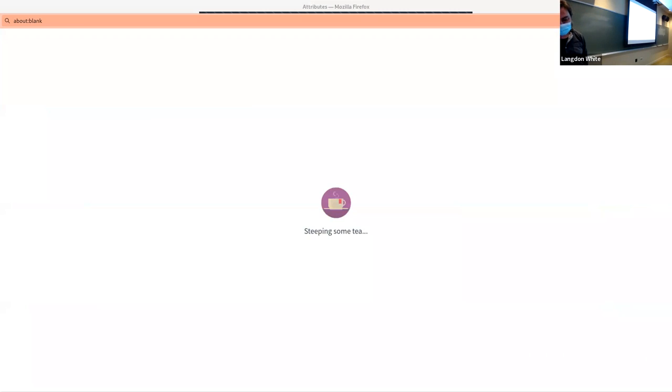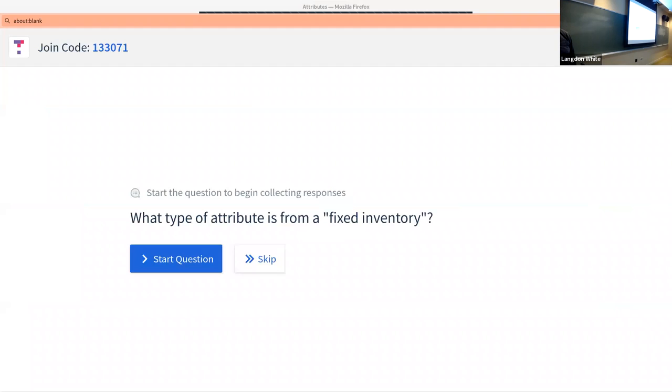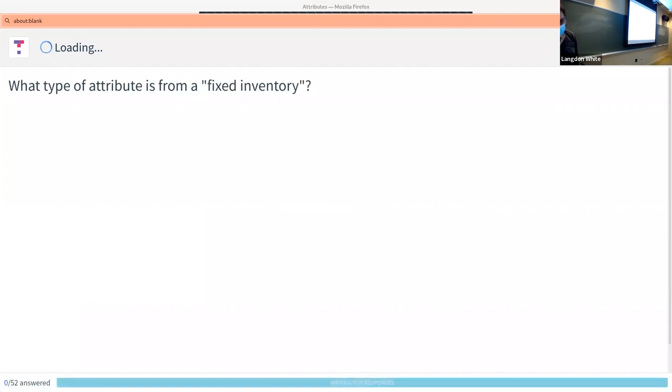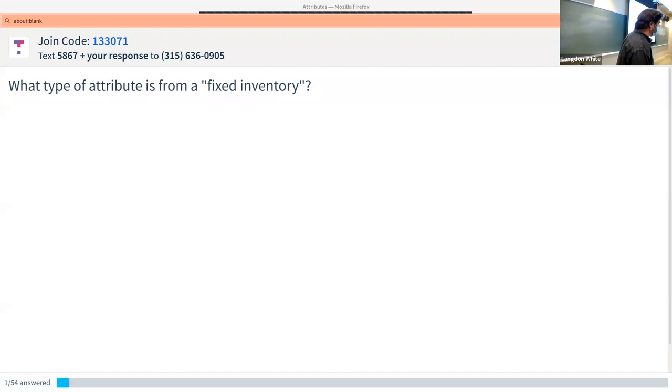All right, next one. Okay, so what type of attribute is from a fixed inventory? This is going to be way throwback, right? If you remember the attribute types, there are two big classes of them, and this is one of them. And this is an attribute of data, not necessarily an attribute in Python terms.